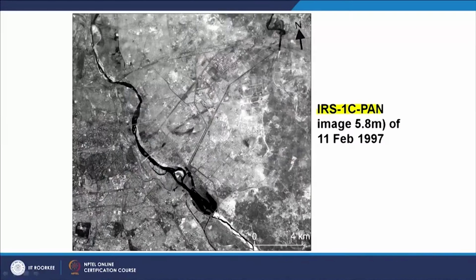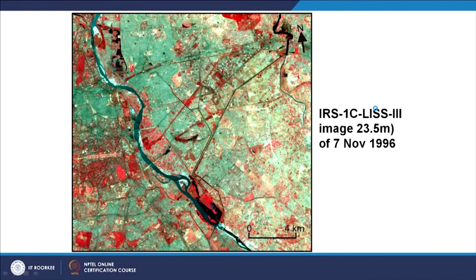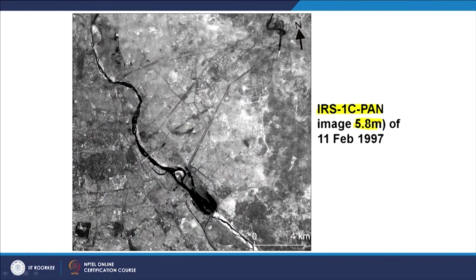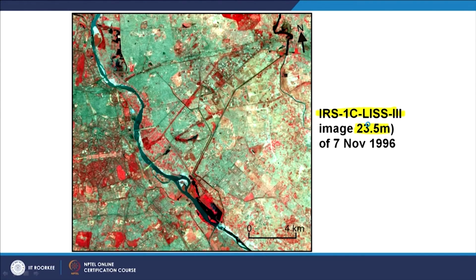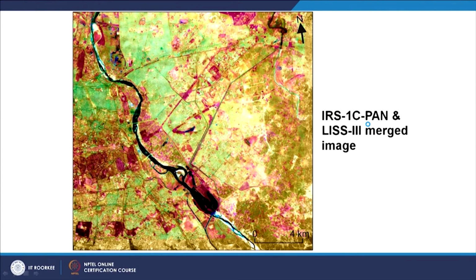Now this is our input PAN image which you can see here, and this is our LISS 3 image, which is of course a false color composite or colored image. This has 23.5 meter resolution and this has 5.8 meter resolution. So by following this flow chart or methodology, we can merge these two images into a new product. Now this product bears high spatial resolution as well as colors. At this zoom level, you may not see the efficacies or advantages of merged images.